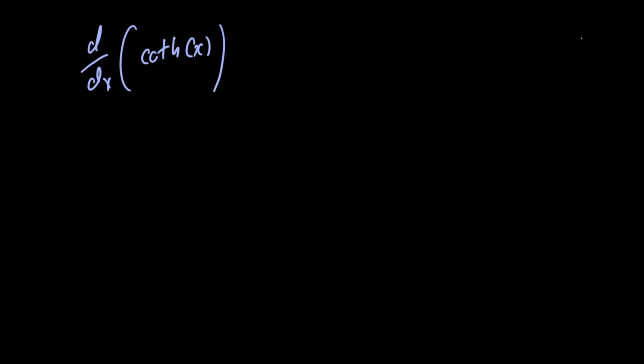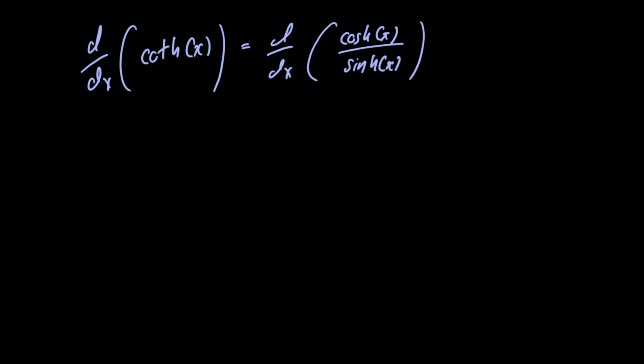For this problem, we're going to solve the derivative of hyperbolic cotangent of x. Let's start by rewriting this as the derivative of hyperbolic cosine of x divided by hyperbolic sine of x. In order to solve this derivative right here, we're going to have to use something called the quotient rule.